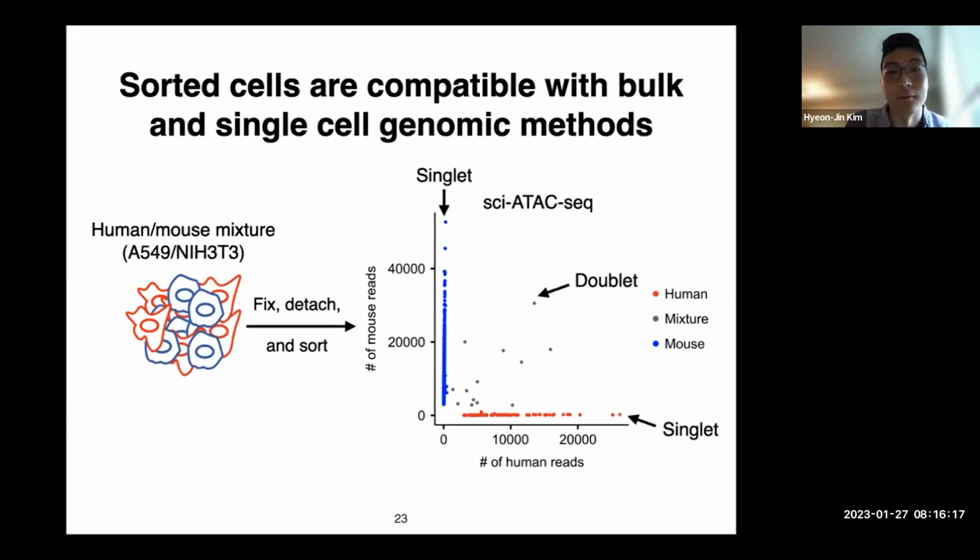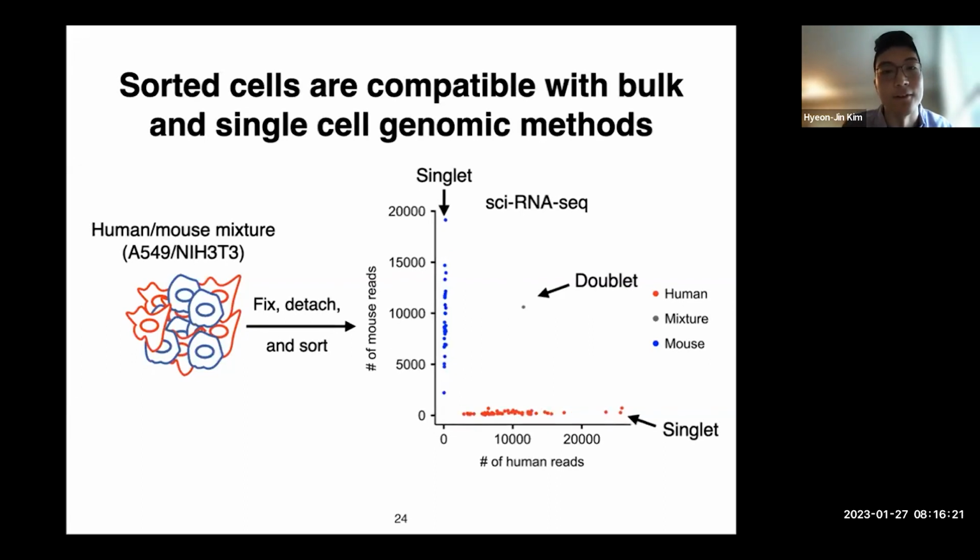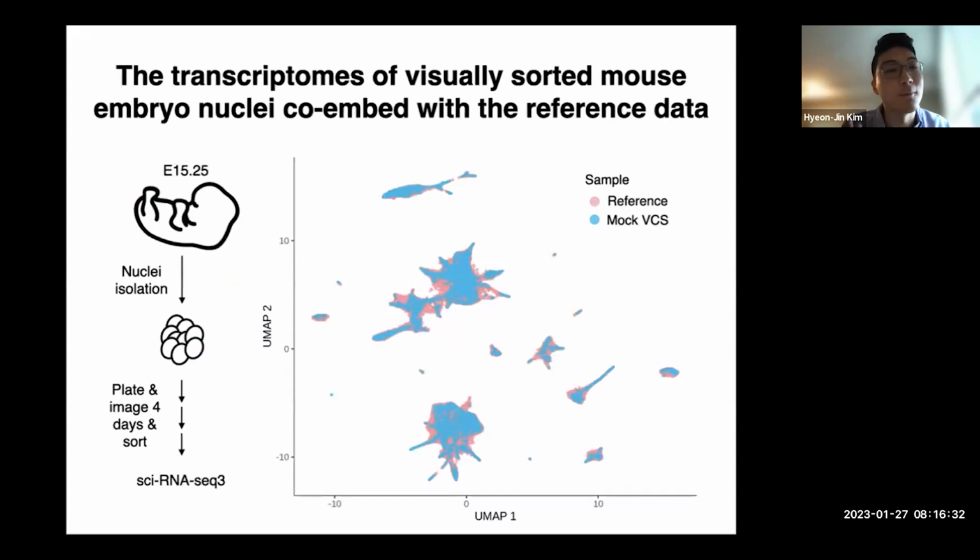And this is also true with the single-cell RNA-seq method that we have, or SkySeq. One thing you might be wondering is whether the transcriptomes look comparable with the standard data. So what we did was we took a mouse embryo and isolated nuclei from it. Then we did a test, which was also a mock experiment, where we plated these nuclei, imaged them for multiple days, sorted them afterward and performed RNA-seq. And this is what the UMAP projections of this data look like, where the red is the reference data, and the blue is the data from this mock experiment.